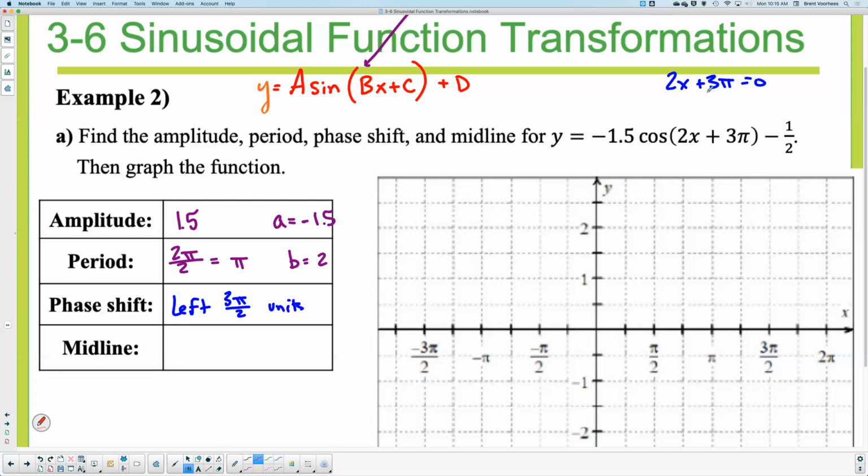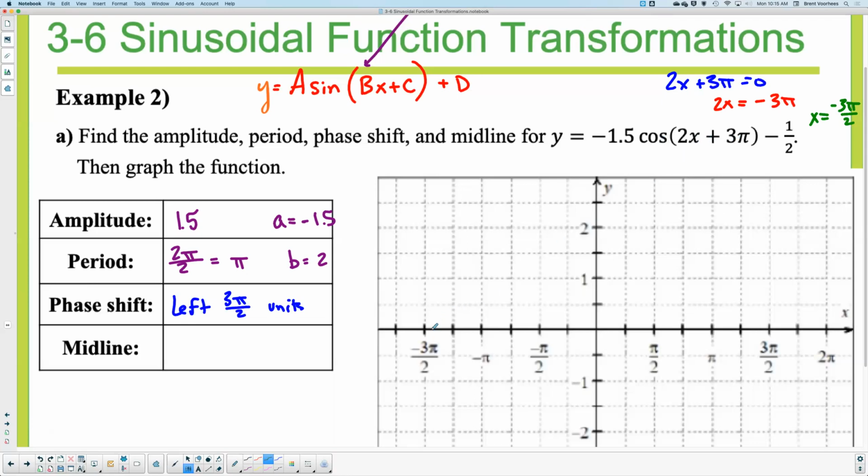What would you do first with that 3 pi over 2? Subtract it, so it becomes negative 3 pi. And then how do you get rid of this 2? Divide by 2. That's why it's left 3 pi over 2. You take the argument and you set the argument equal to 0. That's how the phase shift works when it's not in factored form.